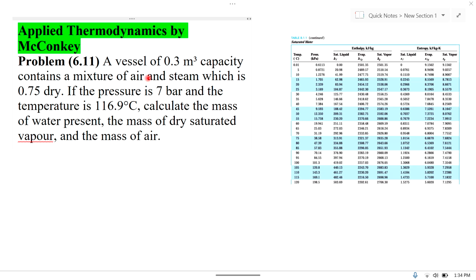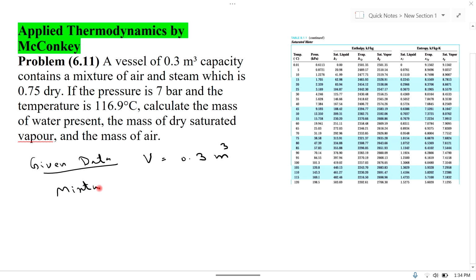In this lecture, I am solving problem 6.11 from the book Applied Thermodynamics by McConkey. The statement of the problem: a vessel of 0.3 cubic meter capacity contains a mixture of air and steam, which is 0.75 dry. Dryness means X, the dryness fraction, which is given to us.